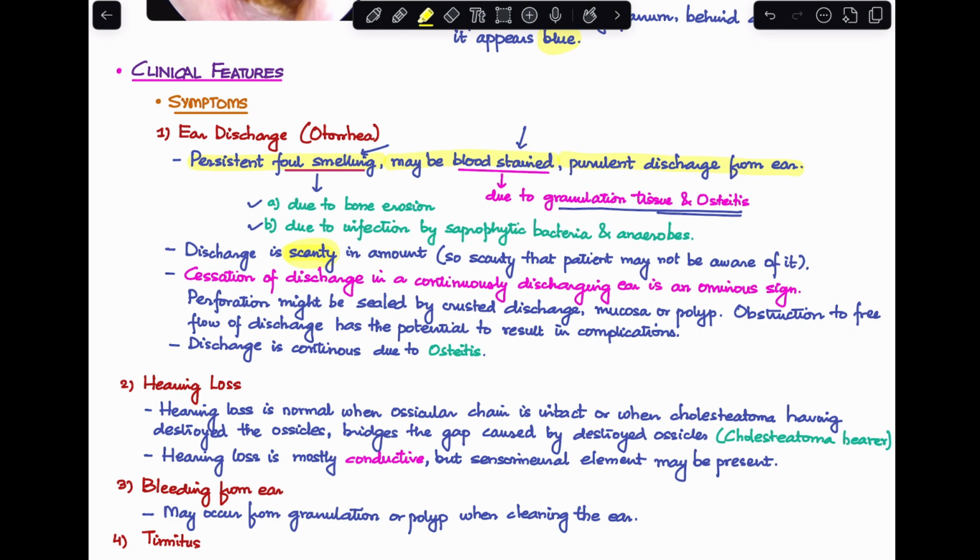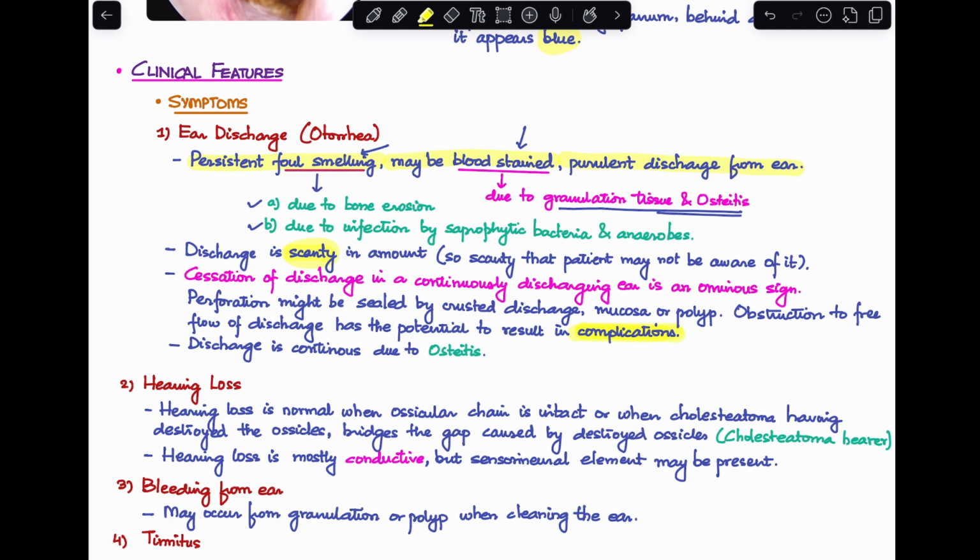When there is an obstruction, the patient will come to you saying that they used to have a lot of discharge coming from the ear and suddenly it has disappeared. But what you will not be able to know from the history, but only find out when you examine the patient, is that there is actually an obstruction to the free flow of discharge. When this obstruction persists, it has the potential to result in all the complications of CSOM.